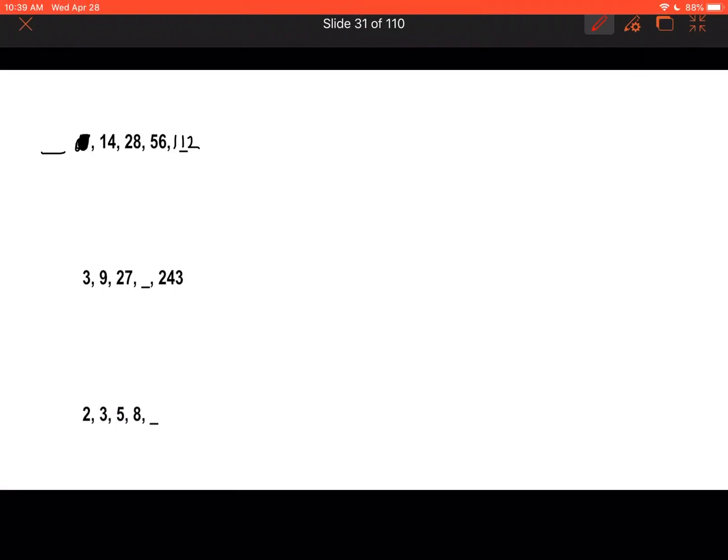Okay, here we have to find the first term. First let us find what is the difference. So _, 14, 28, oh it's again a doubling I think. 14 times 2 is 28, 28 times 2 is 56, right? So the first term is 7, right? 7 times 2 is 14.